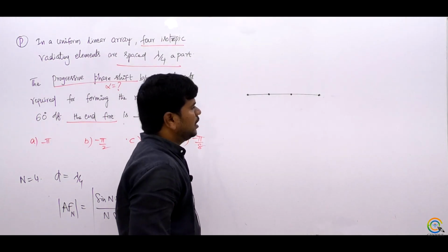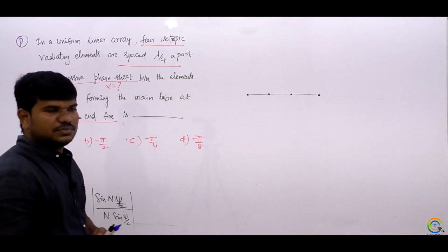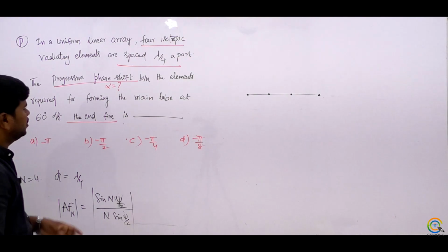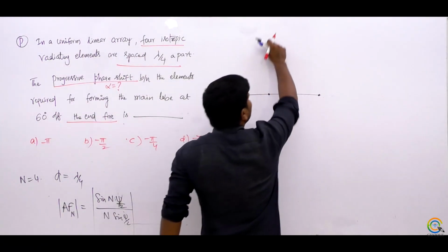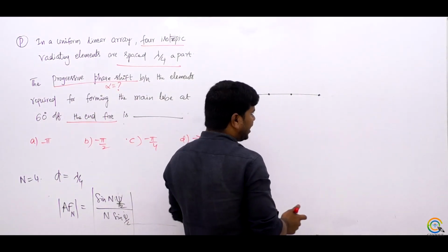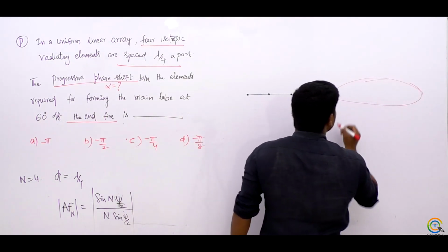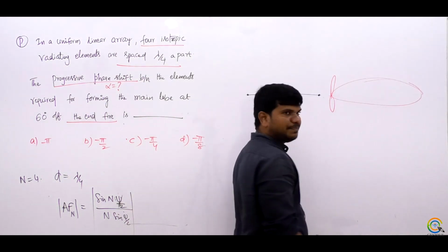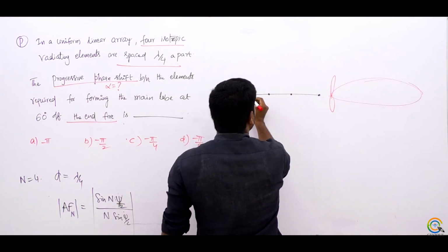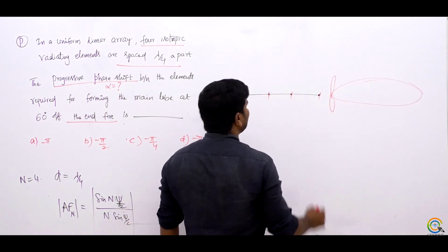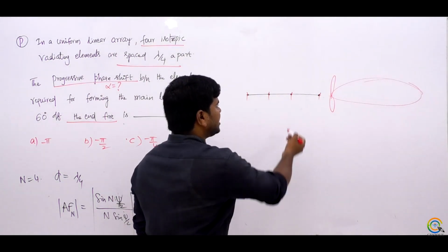We already covered the broadside array. The broadside array will have the radiation pattern in this direction, right? But the end fire array will have the radiation pattern in this direction. So this is the radiation pattern of the end fire array. The broadside array would have the radiation pattern in this direction. Suppose this is element 1, 2, 3, 4. The radiation pattern is at a right angle to the axis.